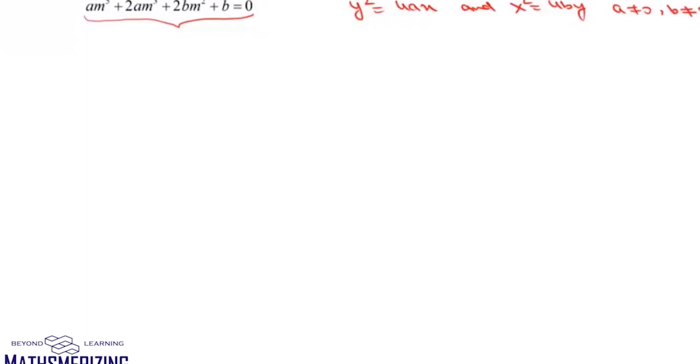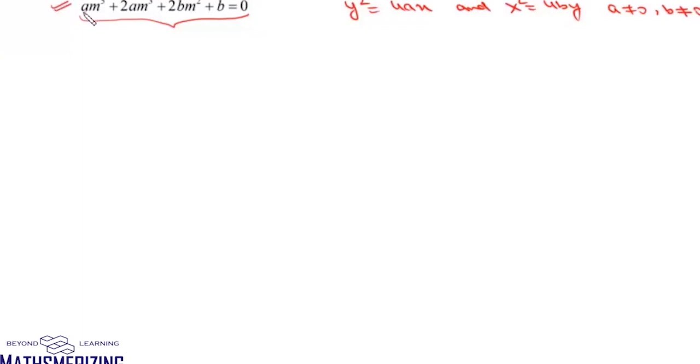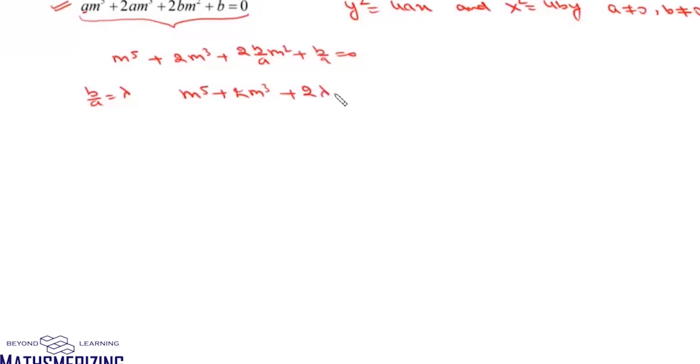So what we'll do is look at this equation a bit. I'll divide this equation by a. So I'll write m to the power 5 plus 2m cube plus 2b upon a m square plus b upon a equals 0. Now I'll take this b upon a as some other constant, lambda. So I'll write this equation as m to the power 5 plus 2m cube plus 2 lambda m square plus lambda equals 0.